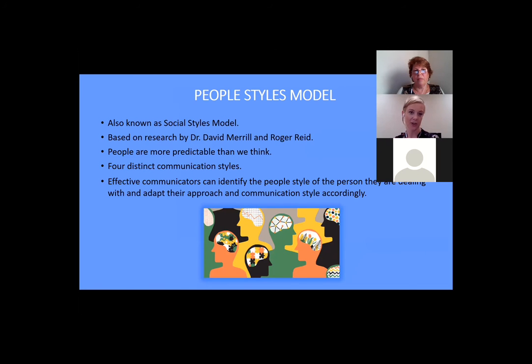It can also be known as the social styles model. I find this very fascinating because it is about human characteristics. It's based on the research by Dr. David Merrill and Roger Reed. They found, which we know, people are more predictable than we think. They found that people have 4 distinct communication styles. And they found that the most effective communicators in the world are people that can identify the people style of the person they're dealing with and then adapt their own approach and communication style accordingly.